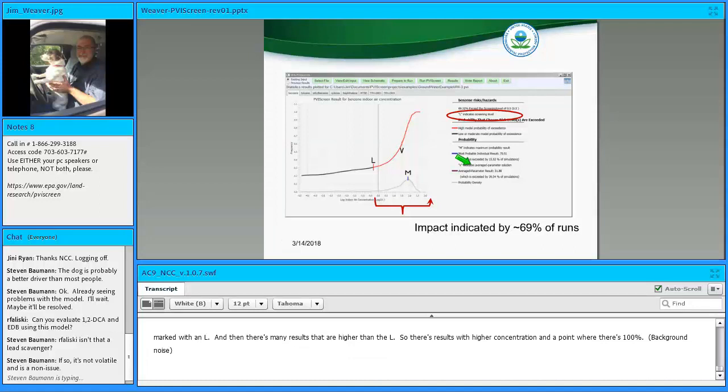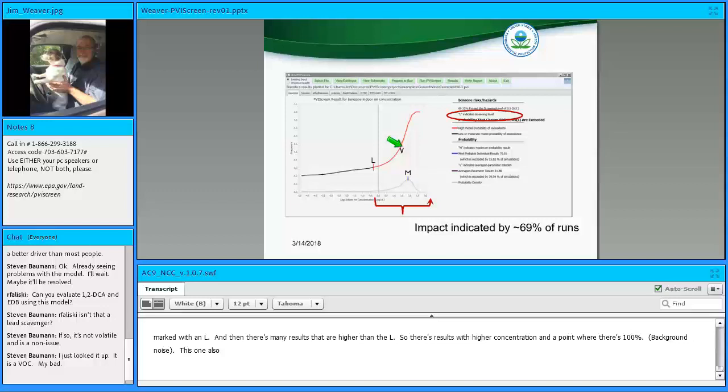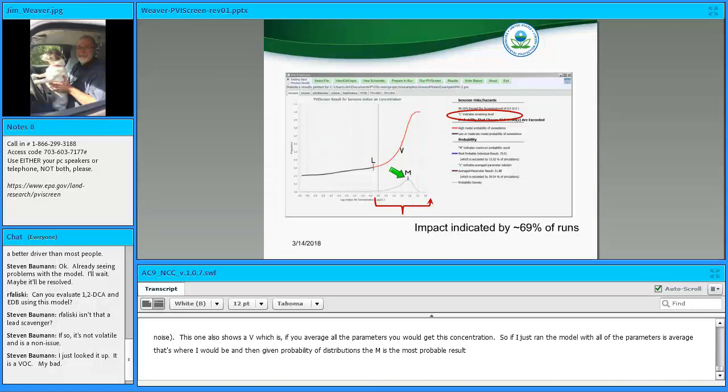This one also shows a V, which is what you would get if you average all the parameters together. So if I just ran the model with all the parameters as average, that's where I would be. And then given the probability distributions, the M is the most probable result. So the most probable result is above this screening level also.